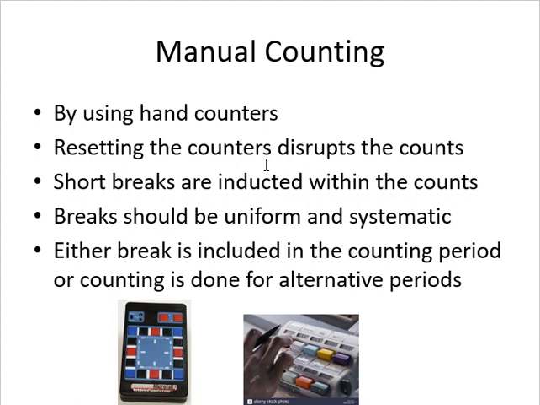Two types of breaks: break within the counting period, or alternate break and counting. What do we mean? For example, the counting period is 15 minutes. So within 15 minutes, you tell him this is your break period. The next count will start after 15 minutes. Within this 15 minutes, you may tell him, okay, 2 minutes is your break.